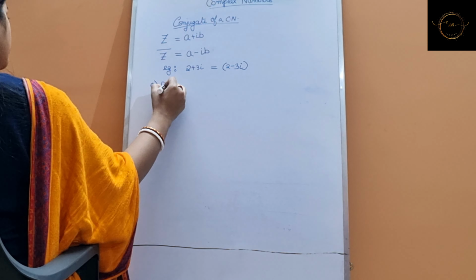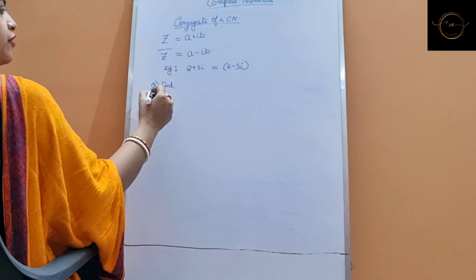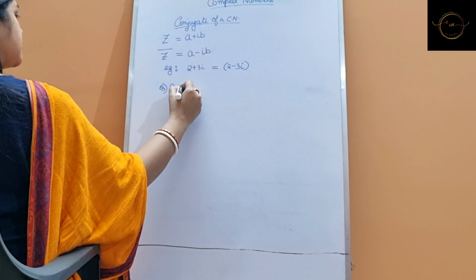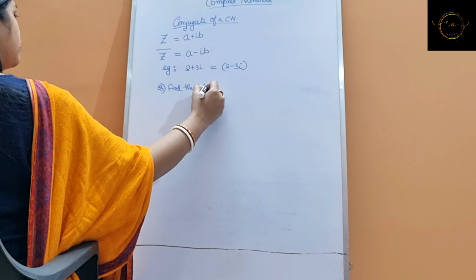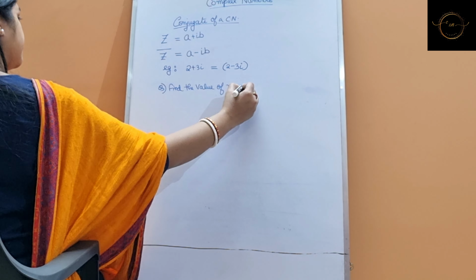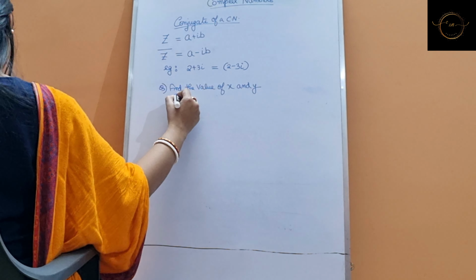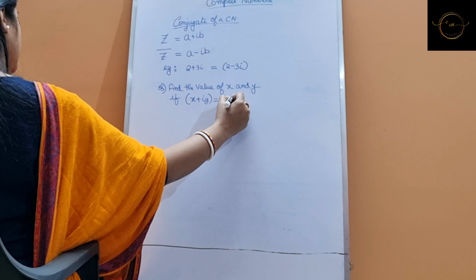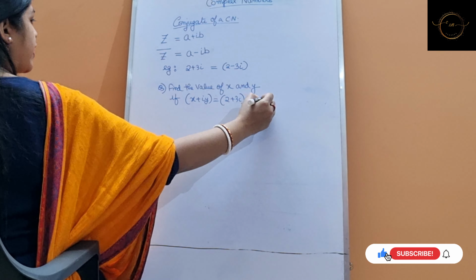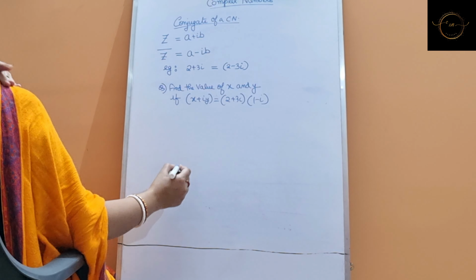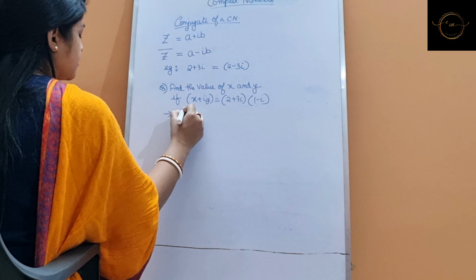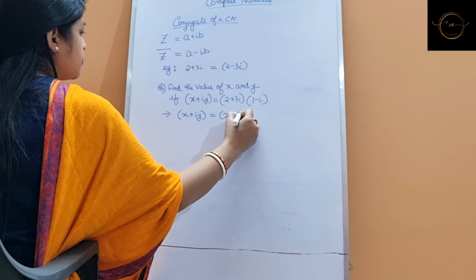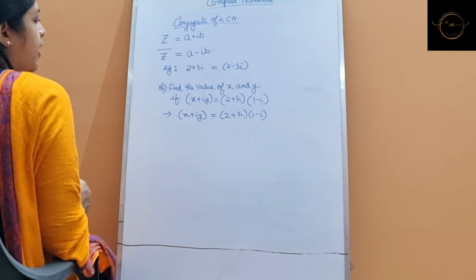Another question let us solve: find the value of x and y if x plus iy is equal to (2 plus 3i) into (1 minus i). So how will we find the value of this? Look, x plus iy is equal to (2 plus 3i) into (1 minus i).